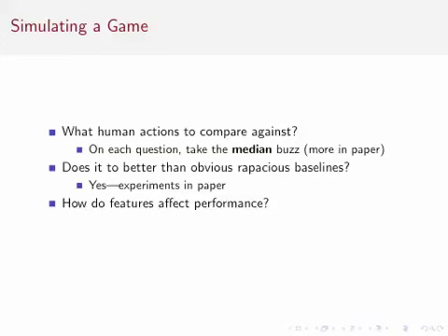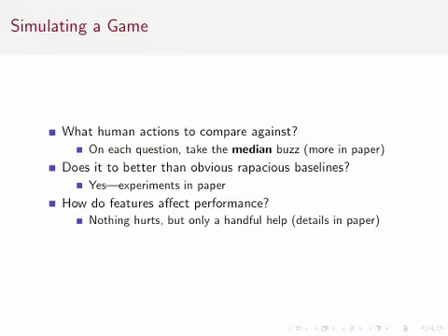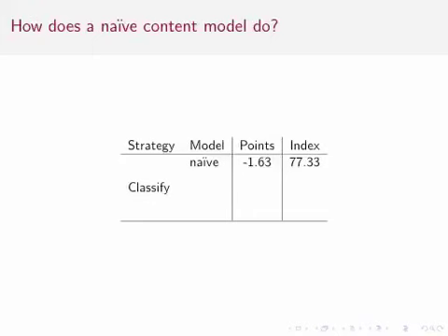And how do features affect the performance of this algorithm? As it turns out, most of the features do help a little, but only a handful are very, very useful. More details about this in the paper. The good thing is none of these features actively hurt performance, so we just threw them all in. Okay, so how are we doing? Not so well. If our content model is just a naive Bayes model, we don't do so well. We're losing more than 1.5 points for every question that we hear.